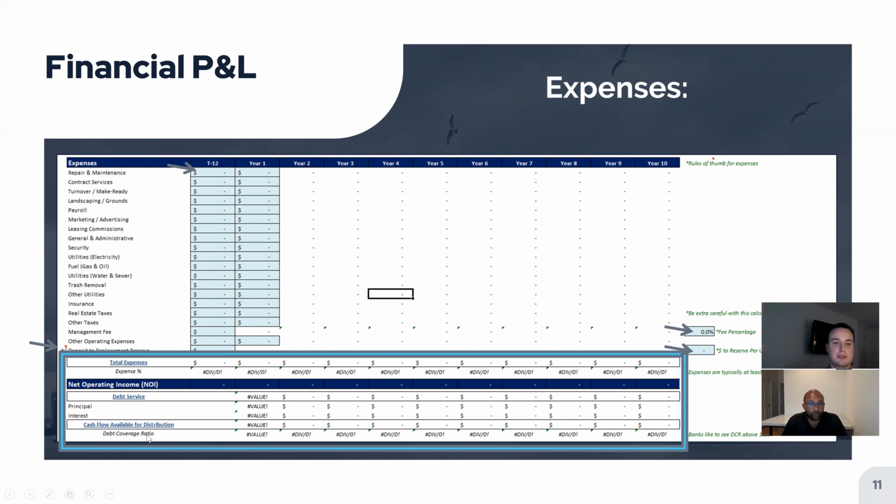As well as your debt coverage ratio, right? So that'll be calculated right down here as well. And then you do have for management fee, you enter a percentage over here. So it'll just calculate all your lines as that percentage. And same thing, or similar, for the reserve, your capital reserve line.